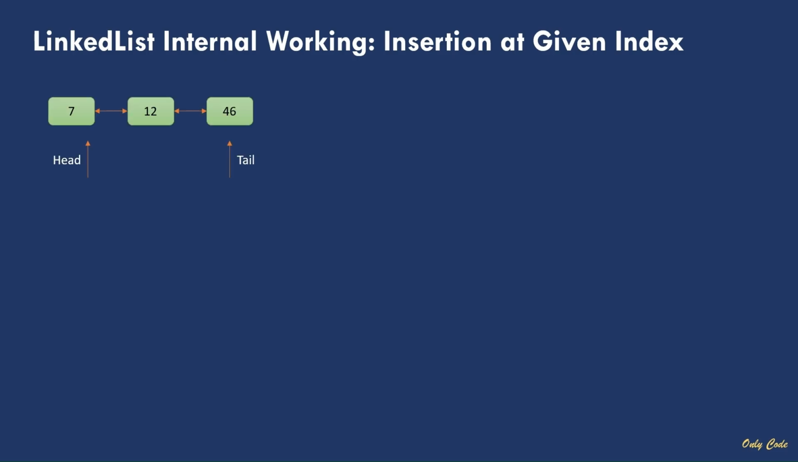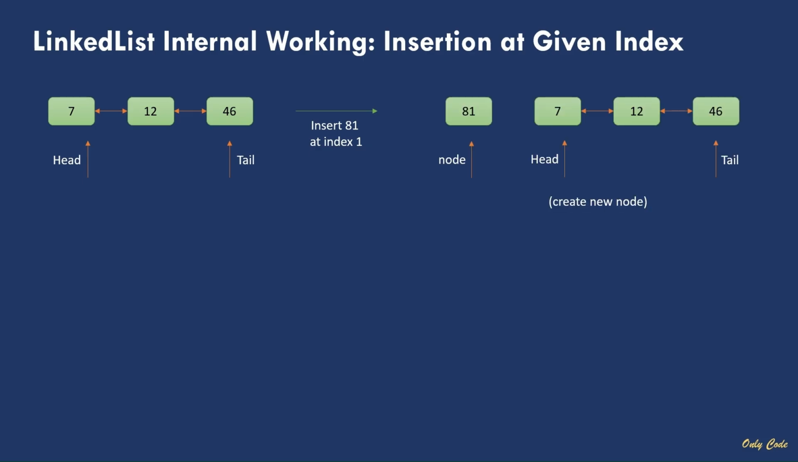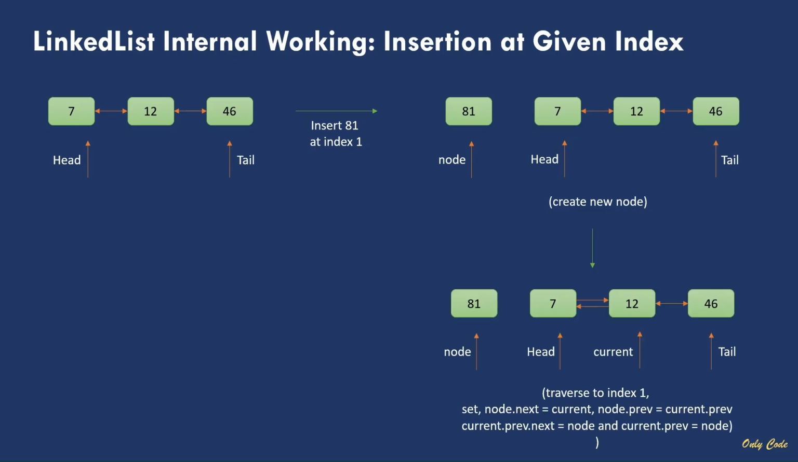Consider a linked list with 3 elements 7, 12, and 46. We want to insert the value 81 at index 1. Since index 1 is within the valid range of 0 to 3, we proceed by creating a new node with the value 81. We then traverse the list to reach index 1, referring to that node as current. Next, we update the references.